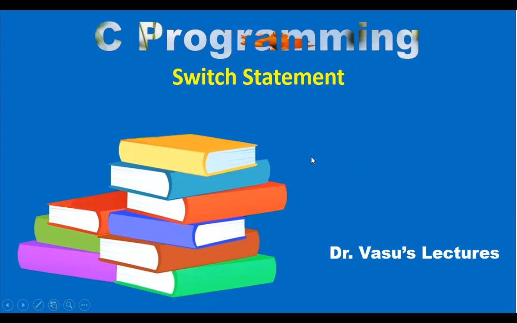Let's see what this switch statement is and how it works. Let's see with the help of a flowchart. Suppose we are taking a value for n. If some value is given to n, it has to do something. If some other value is given, it has to do something else. Like this. Suppose we have given n is equal to 1, right?